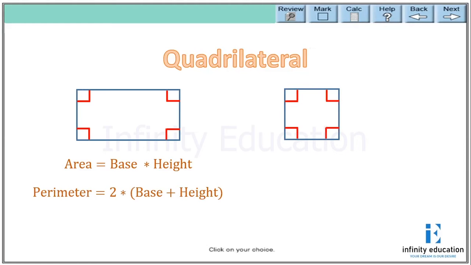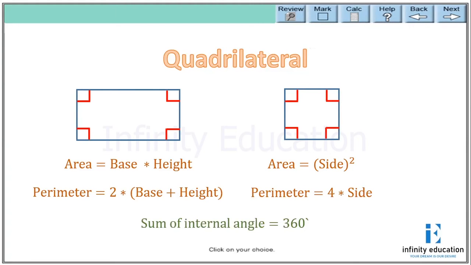One more most used quadrilateral is a square, where all the internal angles are the same, that is 90 degrees, and all the sides are the same as well. The area formula for a square is side squared and the perimeter is 4 times side. And the most important theorem for quadrilaterals is that the sum of internal angles is 360 degrees. You can face so many questions from this theorem alone. Now let's see some examples.